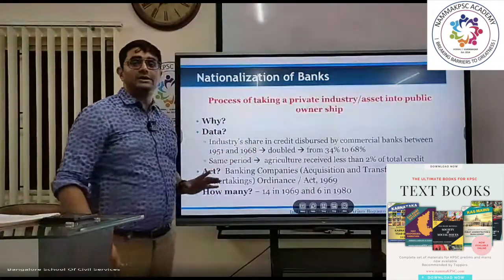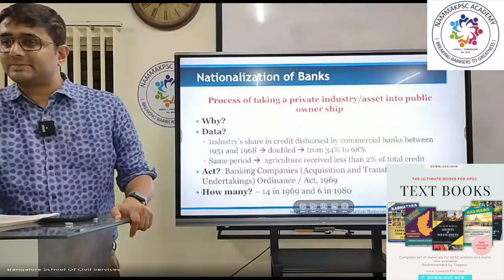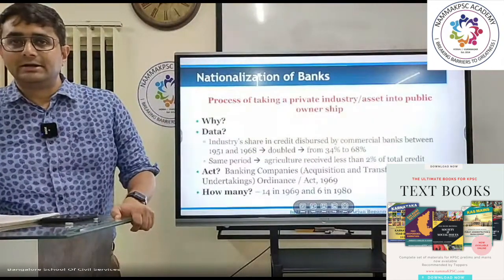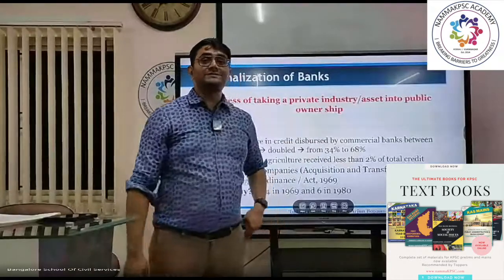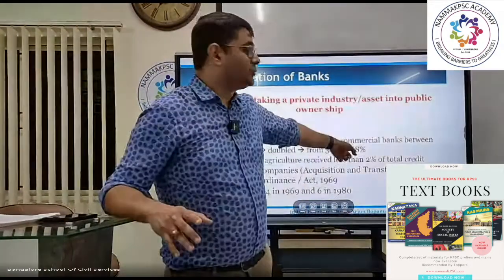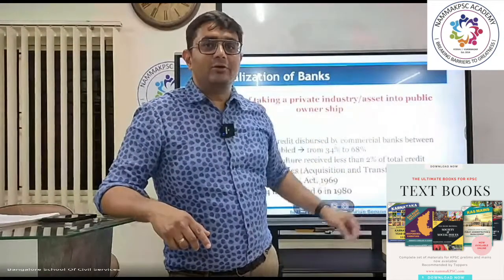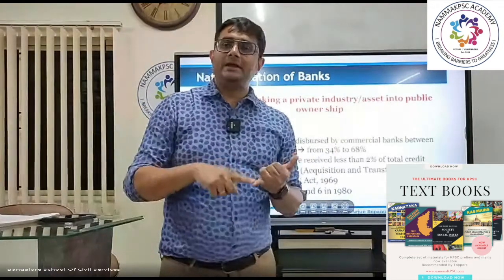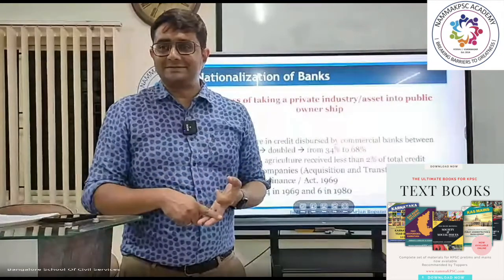See, some data over here you can find. When you write your mains exam, you'll have to substantiate your argument by giving this kind of data. For example, industries were getting 68% of the loans. How much was agriculture getting? 2%. Farmers were getting only 2% of the loan. How to buy tractors, how to buy seeds, how to buy fertilizers.